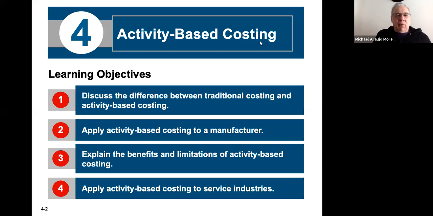So, chapter 4 introduces you to your ABC, activity-based costing. It's a very popular costing method that's important to know about. There are 4 learning objectives. We are going to focus today on learning objective 1 as an introduction to it, and then we're going to get at it next time for sure.